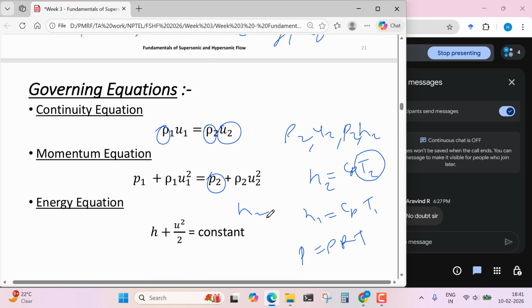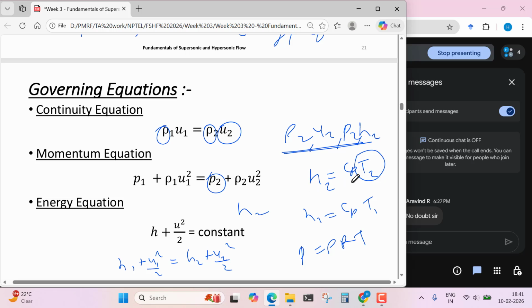So all equations combined, we can write the continuity equation as rho 1 U1 equal to rho 2 U2. Momentum is P1 plus rho 1 U1 square equal to P2 plus rho 2 U2 square. Energy equation is h1 plus U1 square upon 2 equal to h2 plus U2 square upon 2. If we know every value in the upstream, like rho 1, U1, P1, h1, then we don't know anything in the downstream. So how many unknowns do we have? Rho 2, U2, P2 and h2. We have 4 unknowns, but we have only 3 equations.